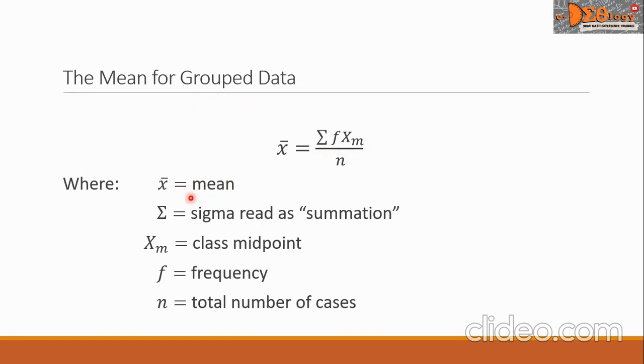where x bar is the mean. The sigma symbol is read as summation. X sub m is the class midpoint. F is the frequency. And the n is the total number of cases. So this formula will be read as x bar equals summation of f times x sub m all over n. Let us see examples how this formula is used.